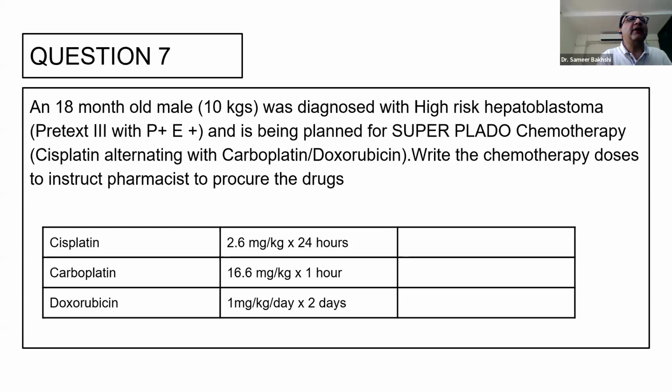Can you just calculate the amount of cisplatin that he's going to get in 24 hours, just to wake up all the people? 2.6 into 10, 10 is 26. Very good. 16.6 into 10 is 166. Okay. And 1 mg per kg per day will be 10 mg per day for 2 days, sir.